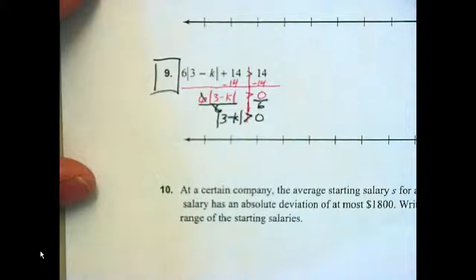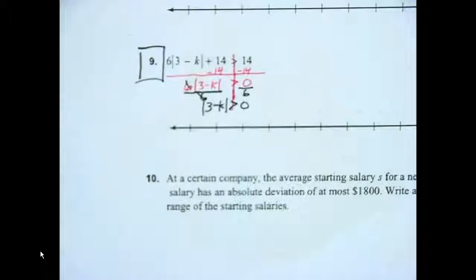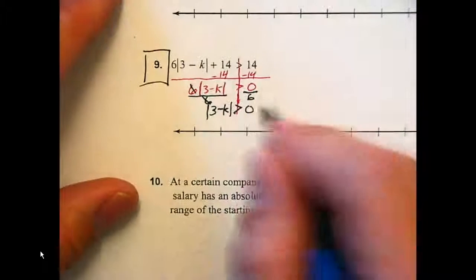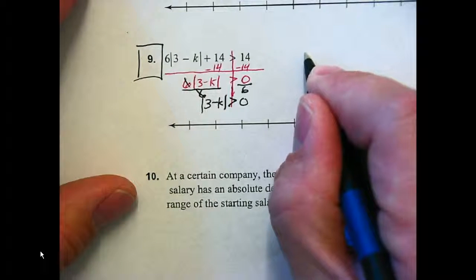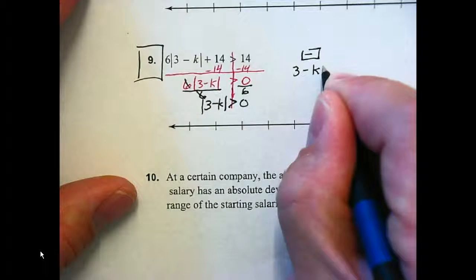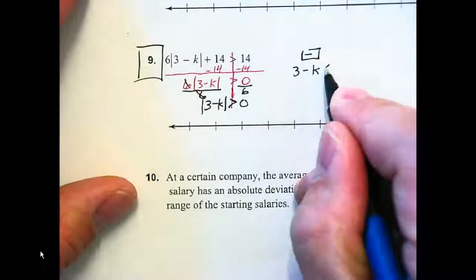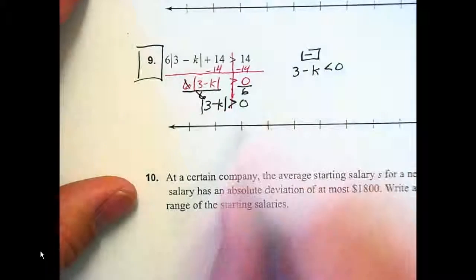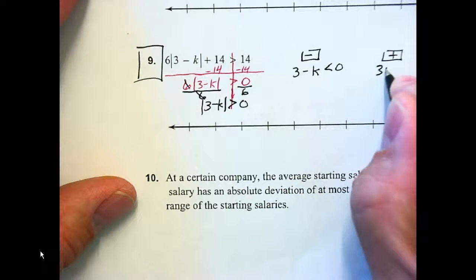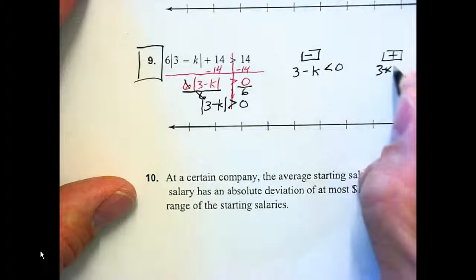Okay. So there it is. My absolute value is greater than 0. That's for sure true, right? I mean, definitely my absolute value is going to be greater than 0. If I do a positive case and a negative case, my negative case would say 3 minus k is less than 0. We still flip the sign even though we didn't put a negative sign with our 0. And our positive case is 3 minus k is greater than 0.